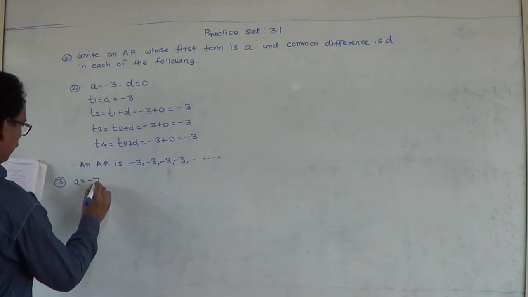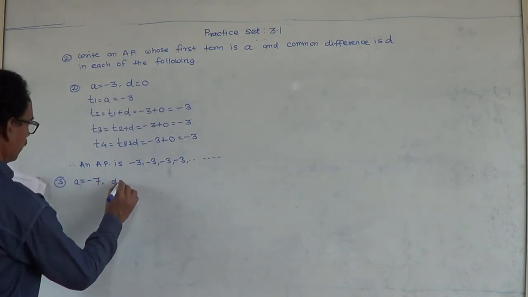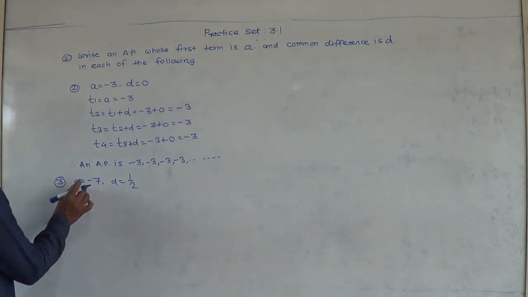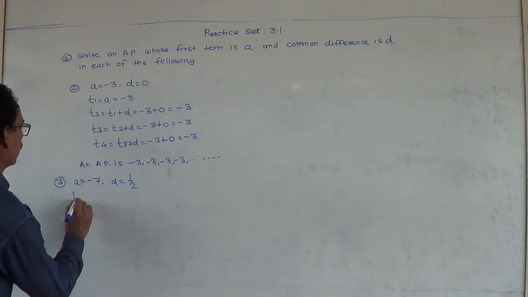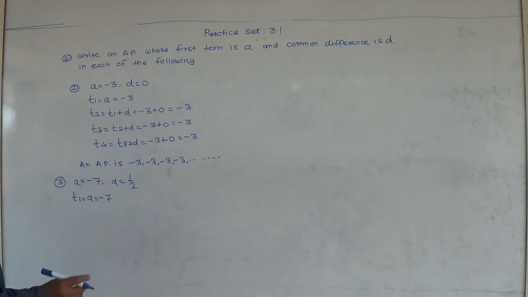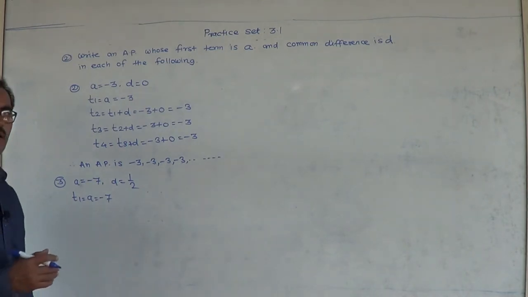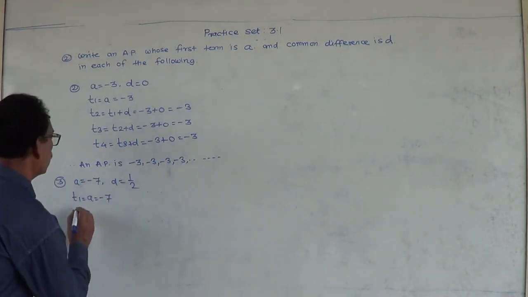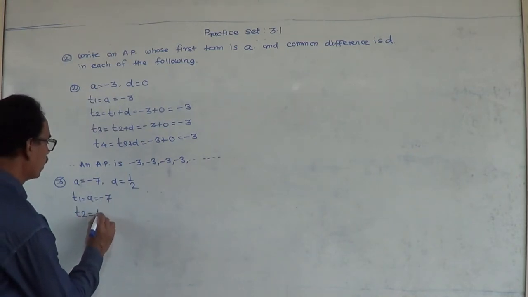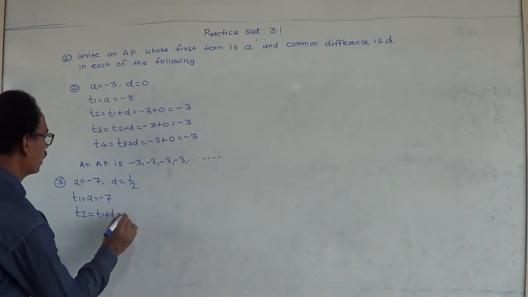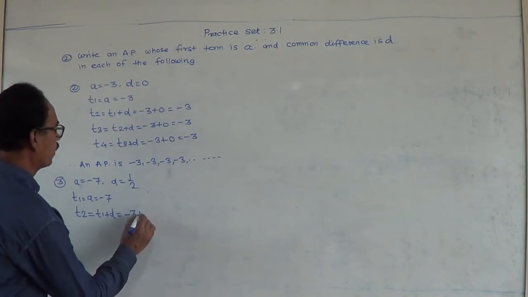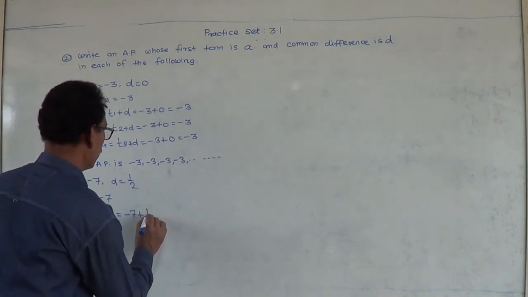A is -7, D is 1/2. So here our T1, that is first term is -7. So here T1 is equal to A and that is -7. To find T2, we have to add D to T1. To find T2, we use T2 is equal to T1 plus D. T1 is -7, plus the value of D is 1/2.